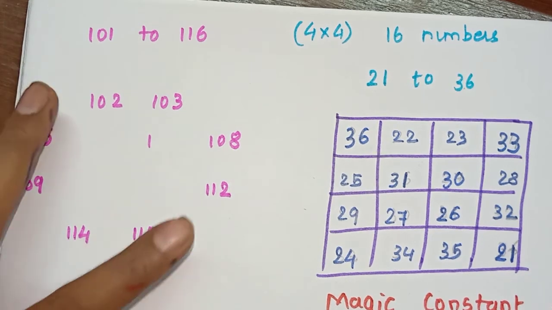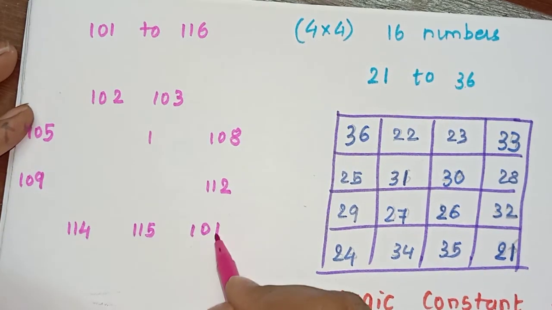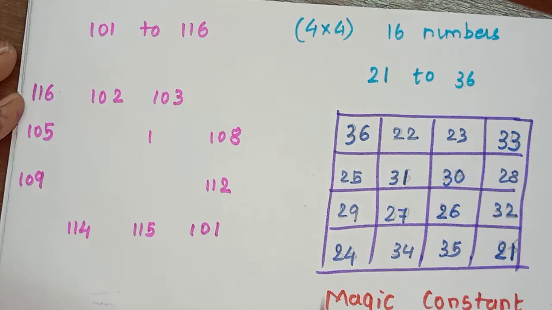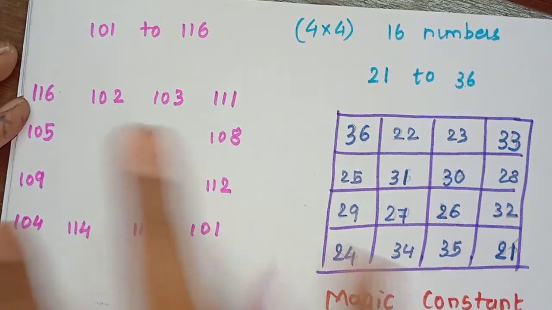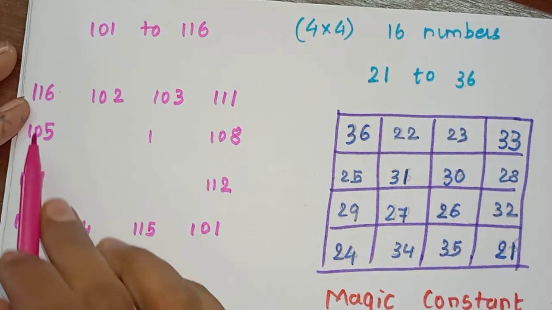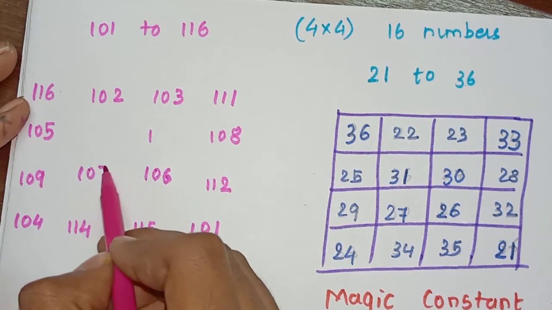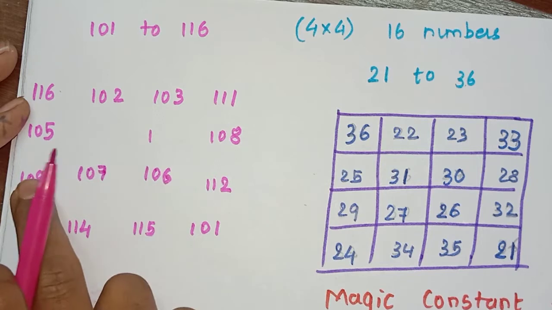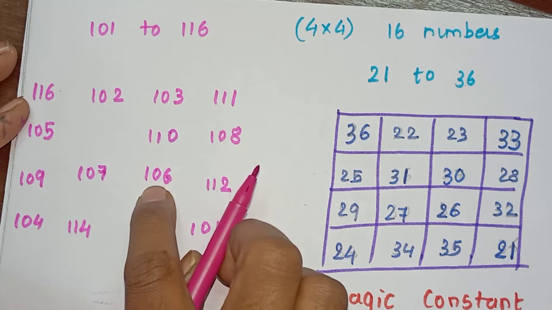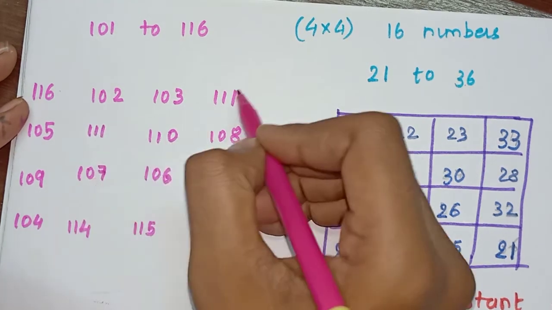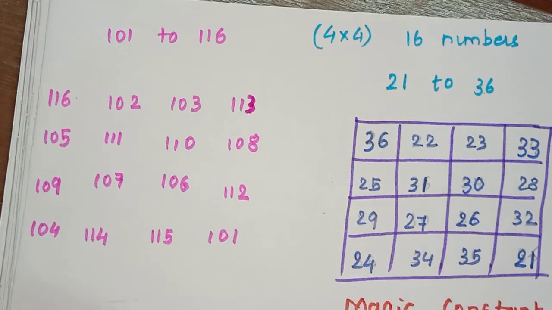Now why I have written it like this, because you know that we will be switching the numbers. So 101 will come here and 116 will come here. Then 104 will come here and 111 will come here, because after writing you have to switch them. Then 105, so 106 you have to write here, 107 you have to write here. 108, 109, 110 which will be here you have to put here, and 111, so I think 111 is here.